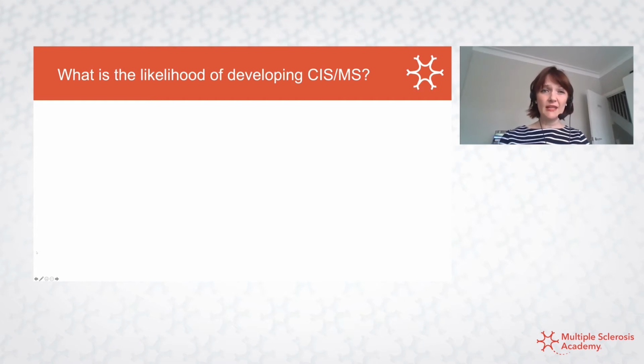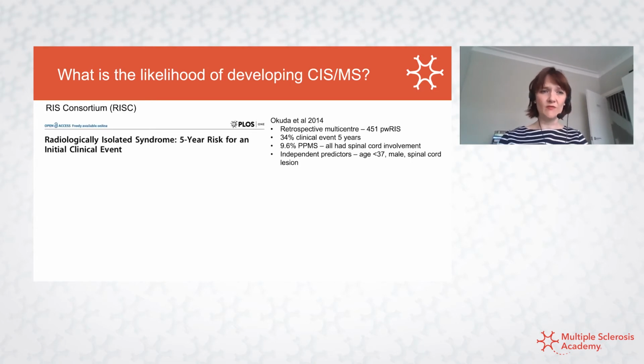Okay, so what is the likelihood of developing CIS or MS? What is the likelihood of having a clinical event? There was a retrospective multi-center study of around 450 people with RIS published in 2014, which demonstrated there was a 34% chance of having a clinical event, which would move the diagnosis from RIS, over 5 years. Of these, 9.6% were PPMS, and of those, all had spinal cord involvement. I think we'll see a theme that the involvement of the spinal cord is an important predictor. Independent predictors of developing a clinical event were young age, male sex and spinal cord lesion.